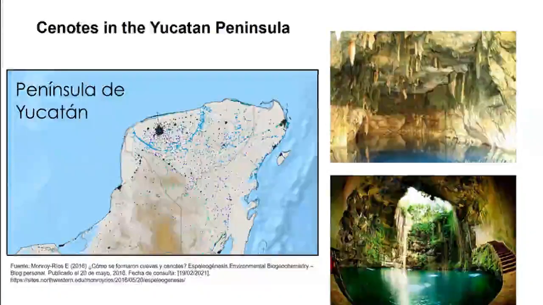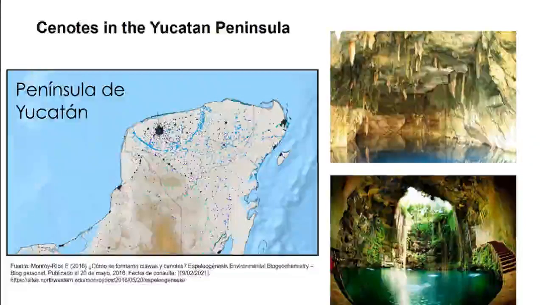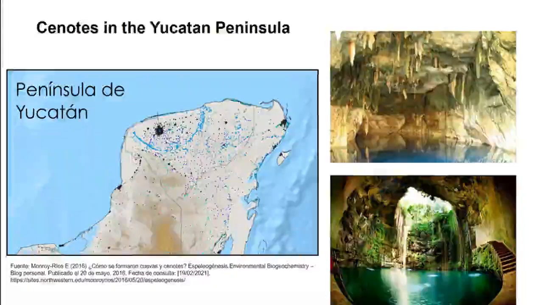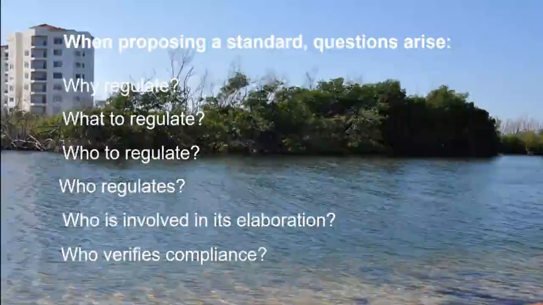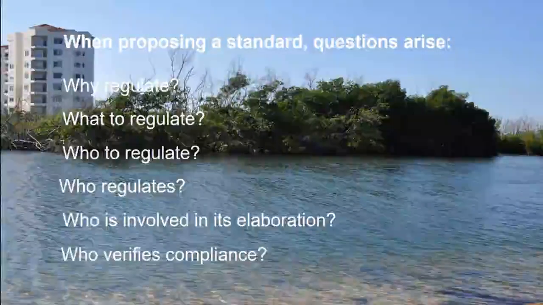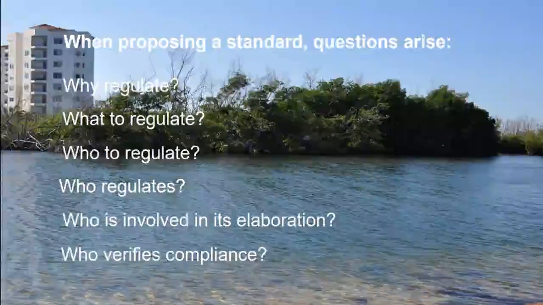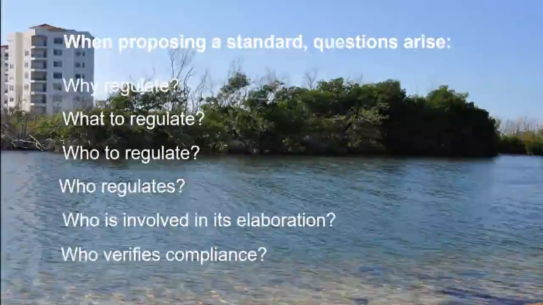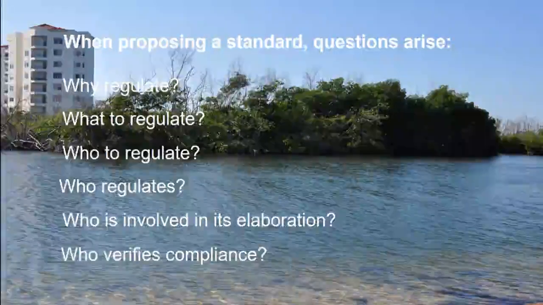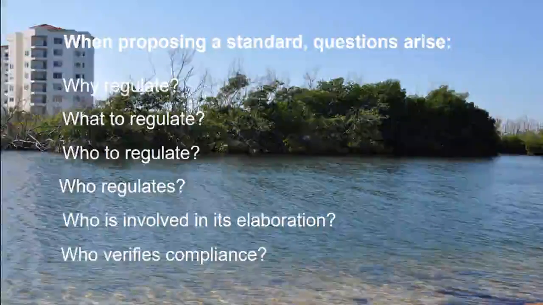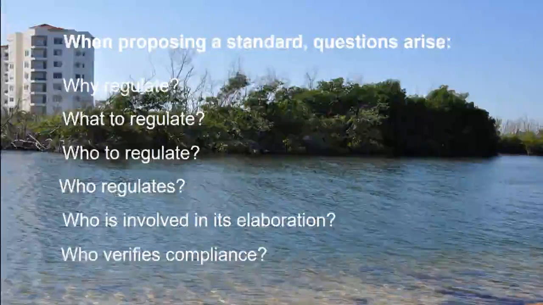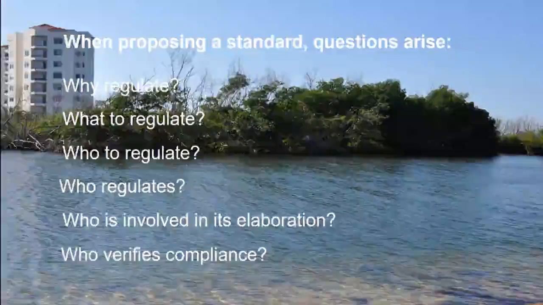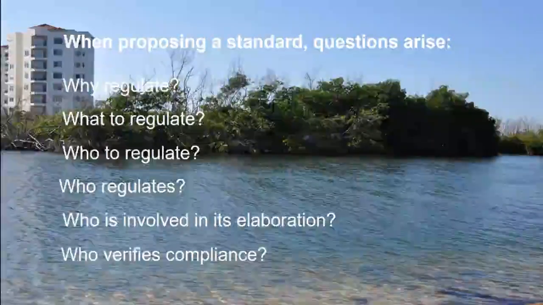So when you're going to develop standards, you have to ask these questions. Why regulate? Well, it seems obvious. We want to regulate to preserve the environment. So what do you want to preserve? All the environment. Then what to regulate? And then who to regulate? Do we regulate the farmers that are using agrochemicals in excess, that are cutting the jungle to plant palm oil? Do you regulate the producers? Do you regulate the tourists? Well, logically, you regulate everyone. But in this case, you cannot really regulate everyone.